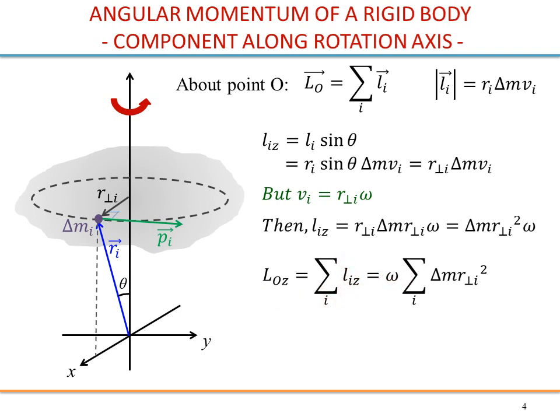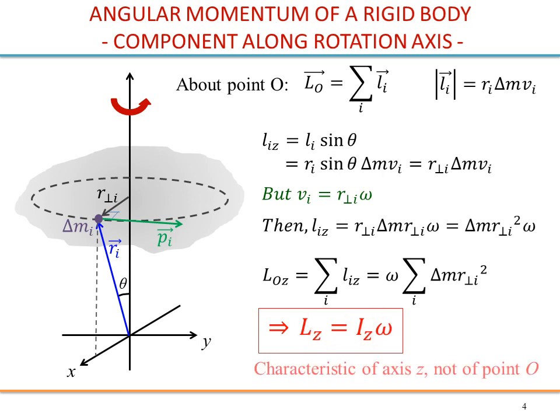We take the omega out of the sum because it does not depend on i, and we get this, and this is the rotational inertia with respect to the axis Z, the rotational axis. So this is the result we get here: the Z component equals I_Z omega. So notice that L here does not depend on O.